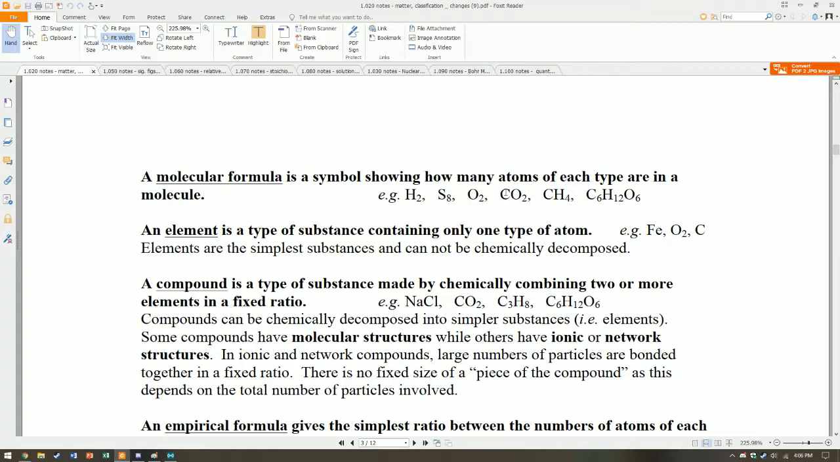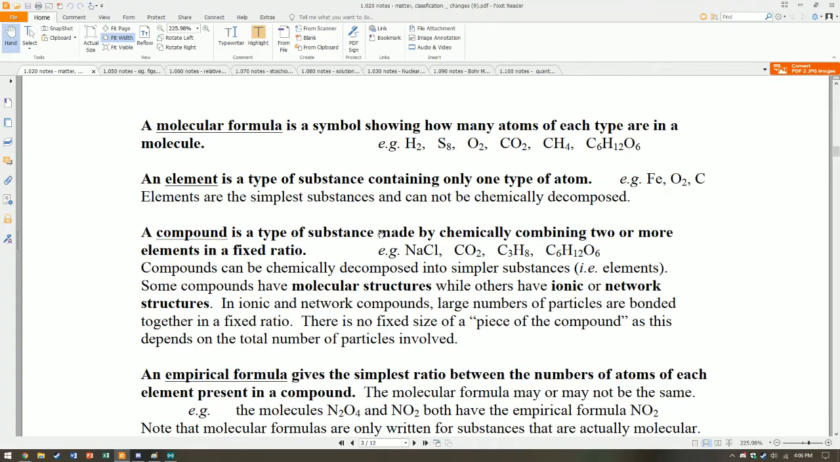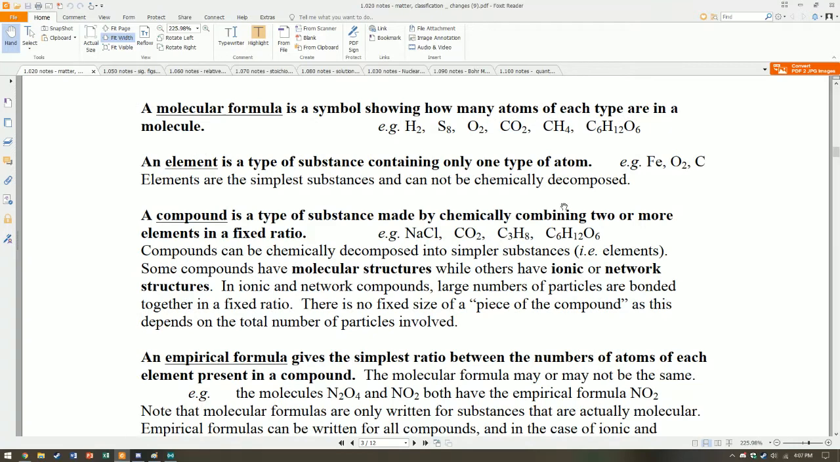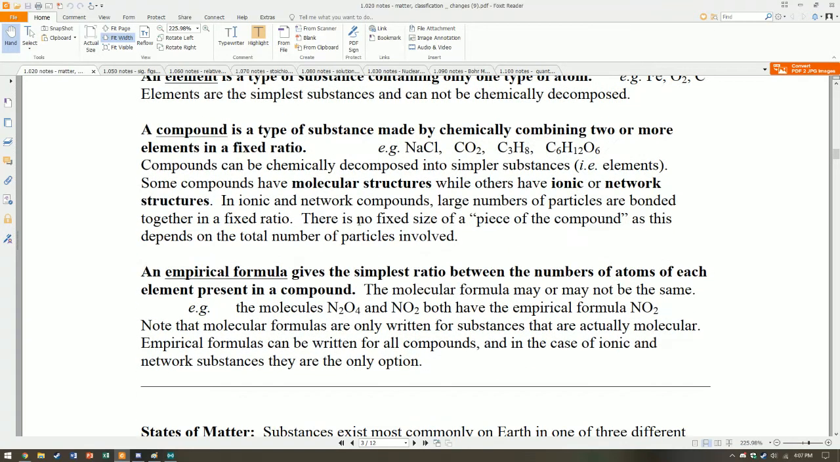So, for example, in one molecule of glucose, which is this one here, C6H12O6, we have 6 carbon atoms, 12 hydrogen atoms, and 6 oxygen atoms. And then a compound is a type of substance made by chemically combining two or more elements in a fixed ratio. So here are some examples. Whereas an element is just a type of substance containing one type of atom.